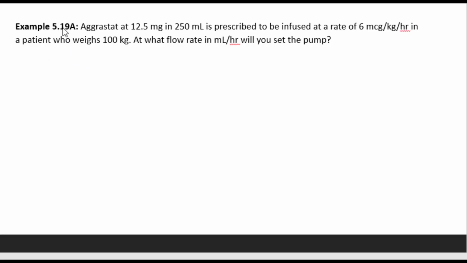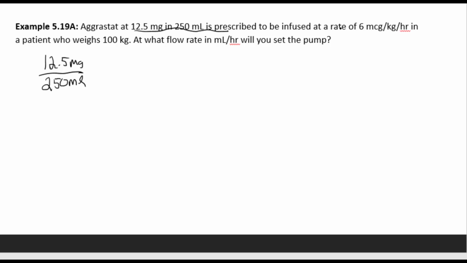Okay, so another medicine problem. The math's not hard on these. What's hard is the reasoning. So they're reasoning problems. They're prescribing 12.5 milligrams in 250 milliliters. So that is the medicine, and that's the liquid that the medicine is dissolved in. It's dissolved in 250 milliliters.